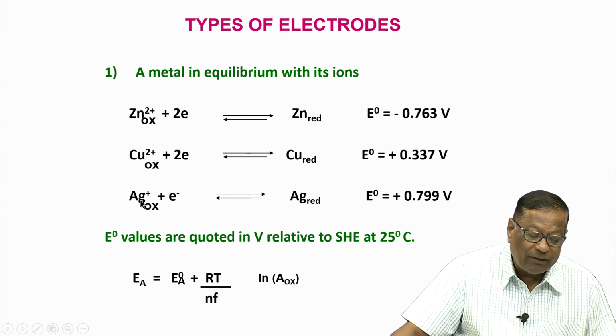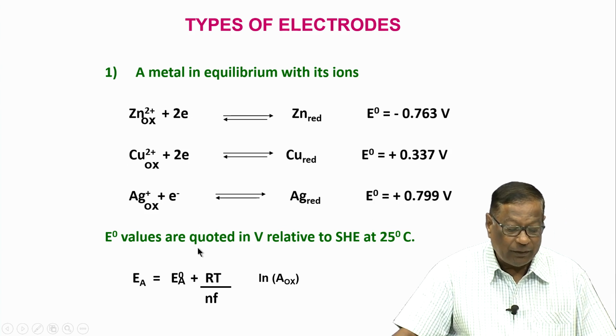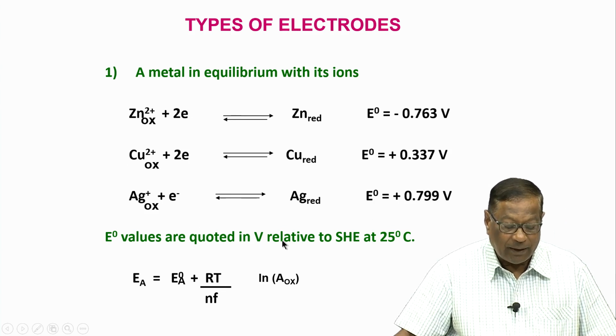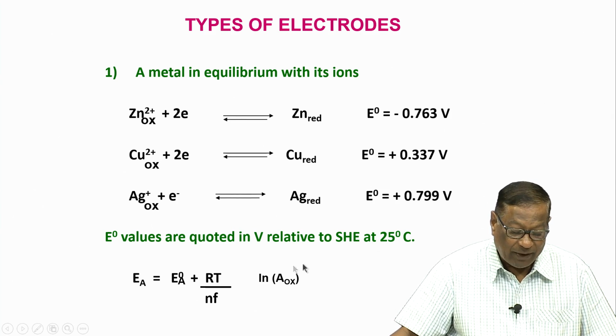Similarly, I can take silver ions, silver nitrate in solution, and react it with an electron. So, it gives me silver reductant, and E naught is equal to 0.799 volts. So, E naught values are quoted in voltage relative to SHE, the standard hydrogen electrode, at 25 degrees.